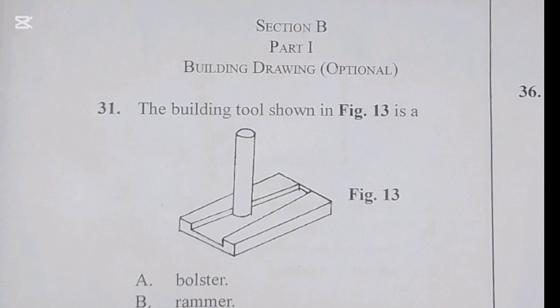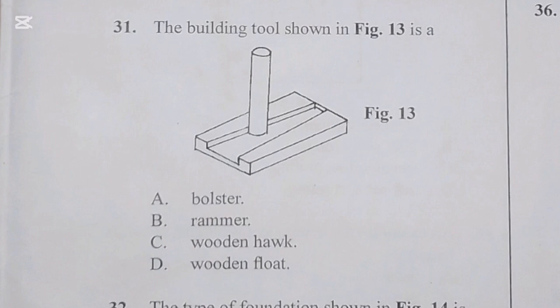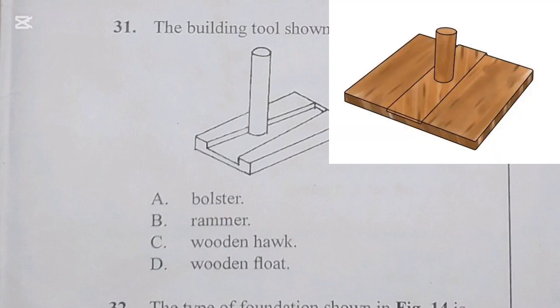The option for the building drawing is also the same as the option for mechanical drawing. For instance, let's look at question 31. For example, the building tool shown in figure 13 is it a bolster, rammer? Many people will be tempted to pick rammer. This is not a rammer. This is a wooden hawk.